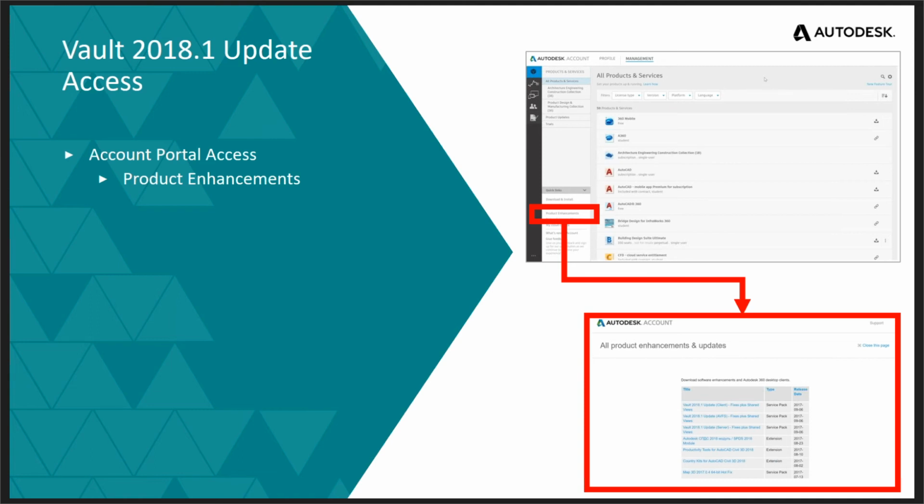So here's a question that's come up a couple times in the chat. I haven't answered this yet because of this slide specifically. How do I get Vault 2018.1? There are a couple of ways to do this. This is the easiest way.